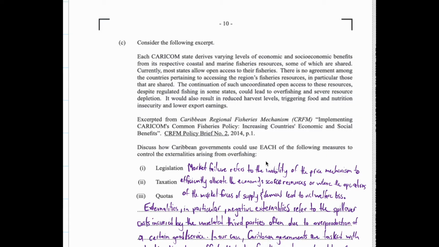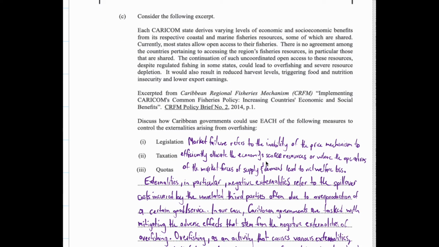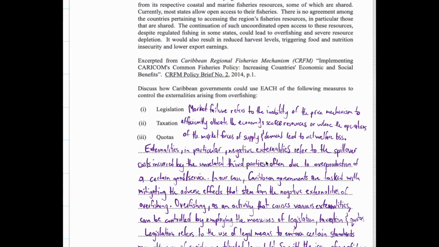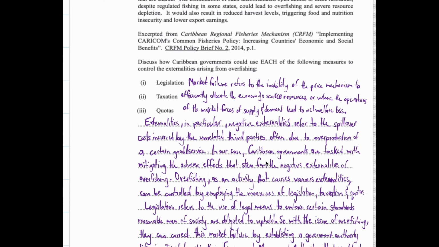And in our case, the Caribbean governments are tasked with the mitigation of the adverse effects that stem from the negative externalities of overfishing. Overfishing as an activity causes various externalities which can be controlled by the employment of the measures of legislation, taxation, and quotas. So you see, we tie in everything in the first intro type of thing that we're doing here. And then we're going to say legislation.